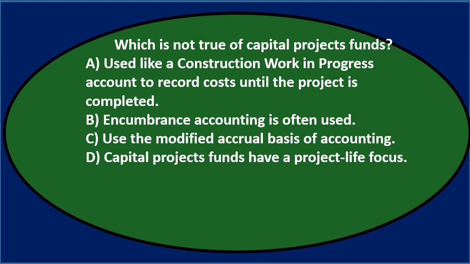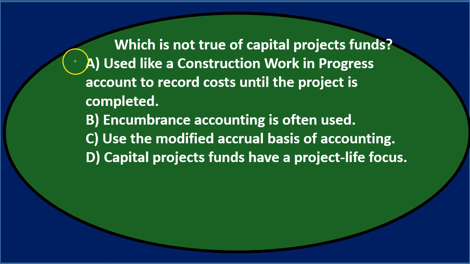Either A, used like a construction work in progress account to record costs until the project is completed, or B, encumbrance accounting is often used, C, use the modified accrual basis of accounting, or D, capital projects fund have a project life focus. Let's go through this again using the process of elimination. Which is not true of capital projects funds? Either A, used like a construction work in progress account to record costs until the project is completed.